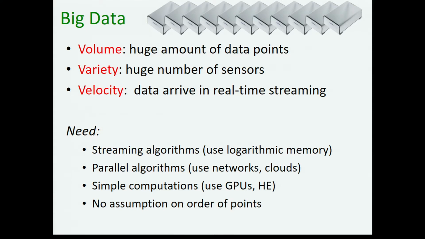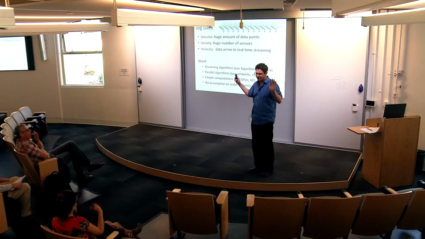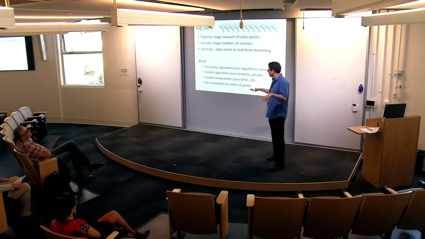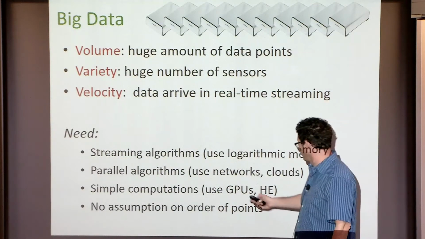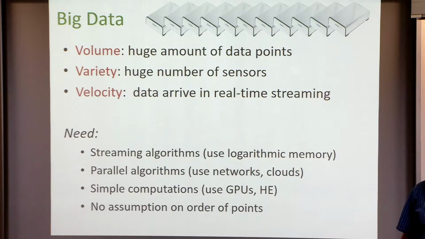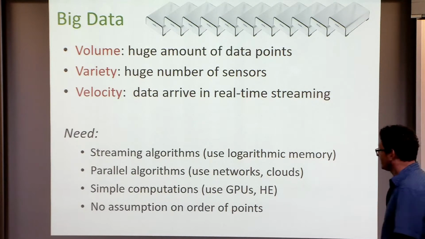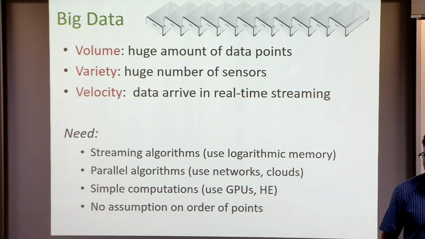We want algorithms that will work in parallel without having to debug them as we usually do with parallel algorithms. So just use embarrassingly parallel algorithms, I mean totally independent processes. We want simple computations, so we could use them with graphical processing units, which are very fast but can compute only very simple operations, or even homomorphic encryption, which is what we're doing these days. And in streaming, unlike a lot of online algorithms, we don't want to assume things about the order of the points.